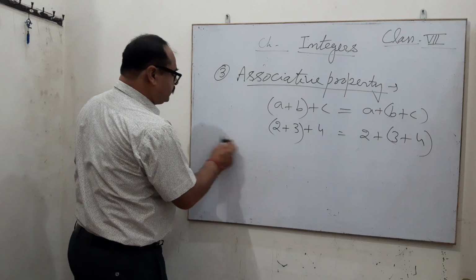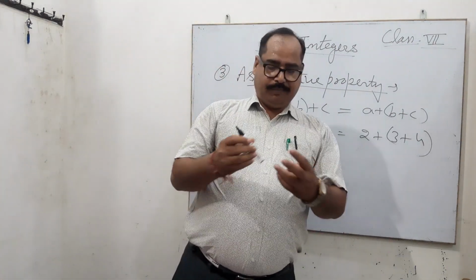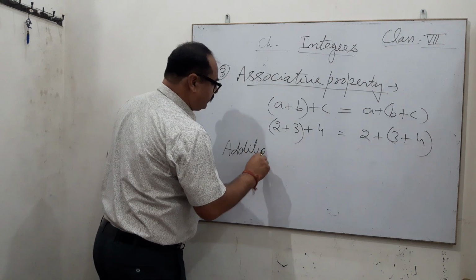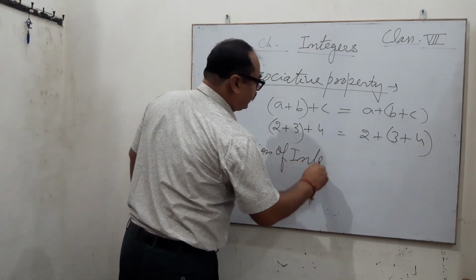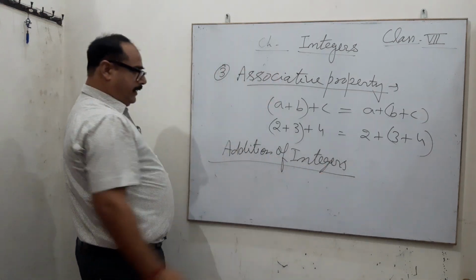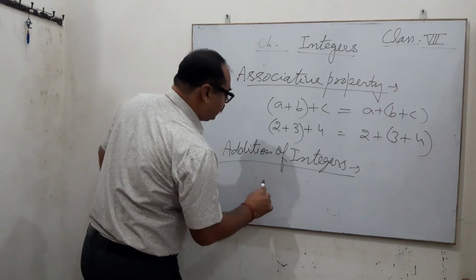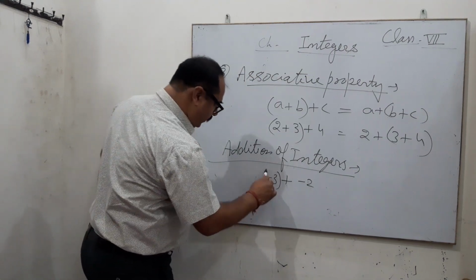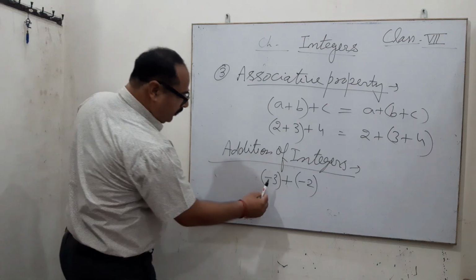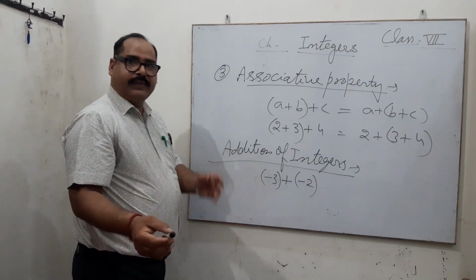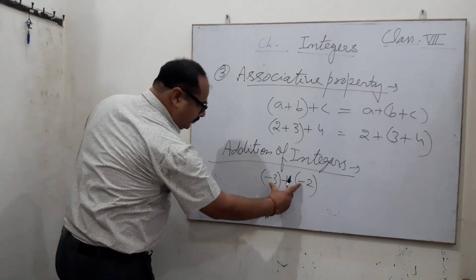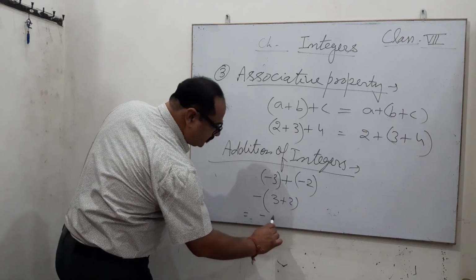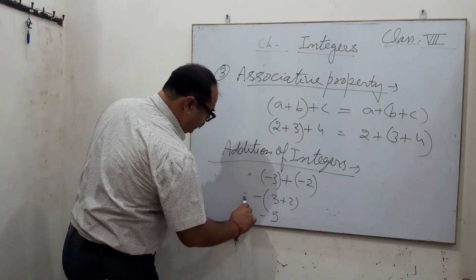Now some important patterns, or some important criteria to add integers. How can we add? In addition of integers, like -3 plus -2, first we check whether the signs of the integers are the same. If the sign of the integers is the same, then take this sign common. Now the numbers are 3 plus 2. So it becomes -5.